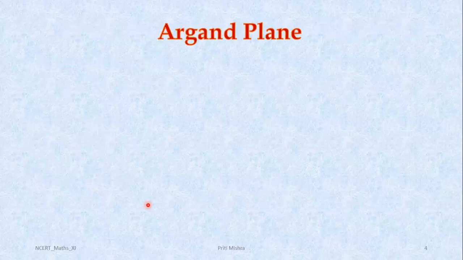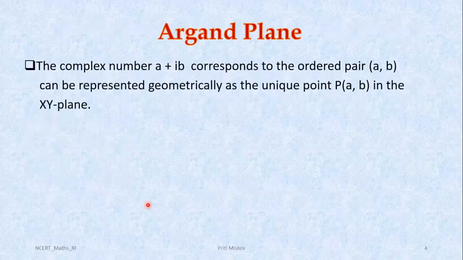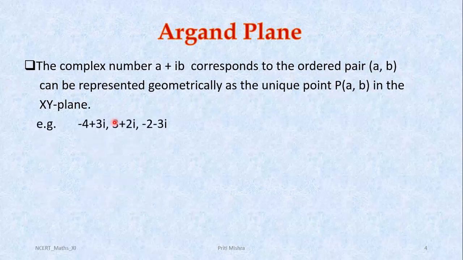Now let's find out what the Argand plane is. Argand plane is just like a coordinate plane. In a coordinate plane we represent real numbers; in the Argand plane we represent our complex numbers. So a complex number a plus ib corresponds to the ordered pair (a, b), just like coordinates, and can be represented geometrically as a unique point P(a, b) in the XY plane. Yes. So let's have some examples.